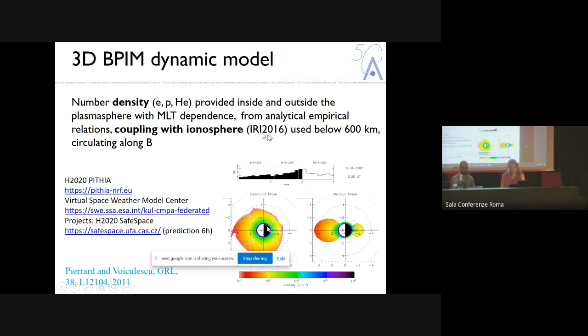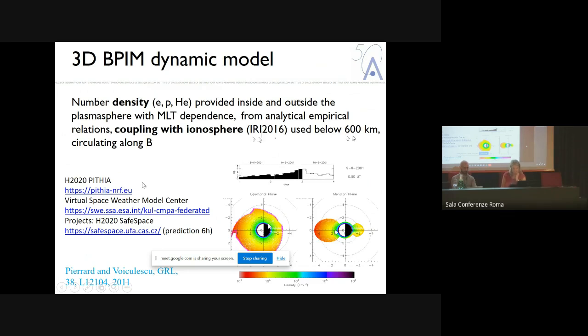This model, IRI, is also given by the date, and it's an empirical model. It's based on radar observations and satellite observations, so that you can have the density and the temperature of the different particles in the ionosphere at any time. So, because the particles circulate along the magnetic field lines, we can obtain the number density at all different distances inside the Plasmasphere.